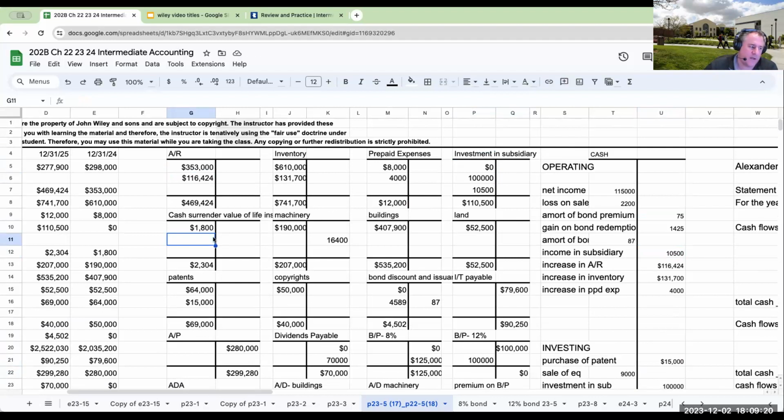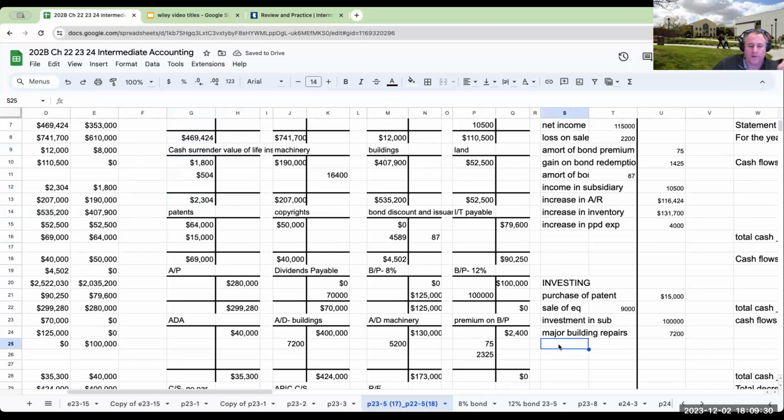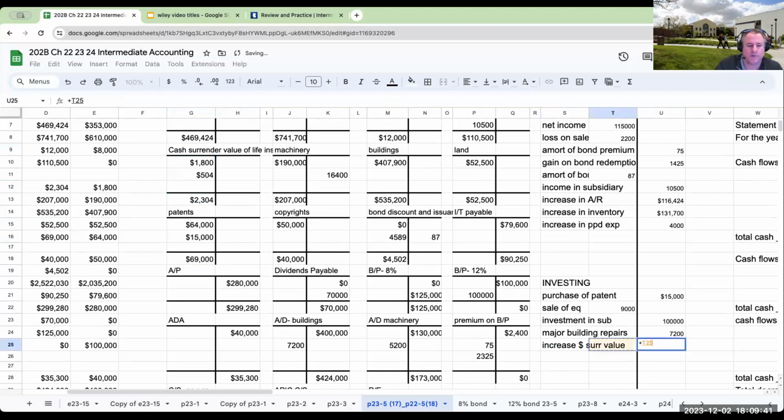Cash surrender value of life insurance over here. This is going to be an increase of 504. With this one in particular, this is going to go into investing, because it's like an investment vehicle for companies. Increase in cash surrender value of the life insurance. This is going to show up over here as 504.